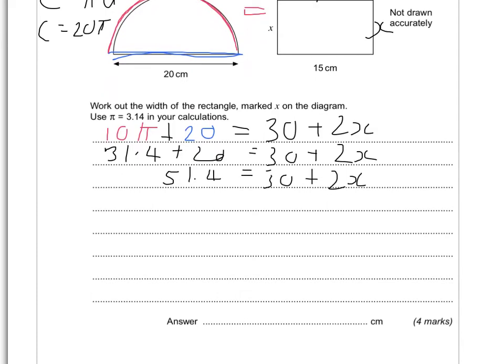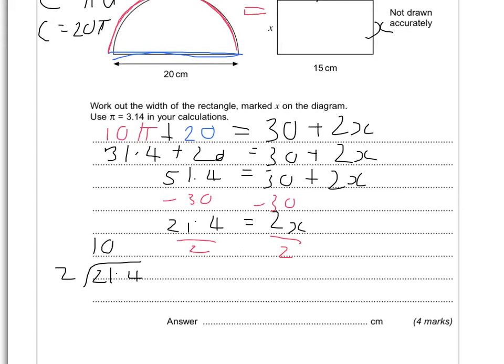Now we've got to solve an equation. Take away 30 from both sides, and that gives us 21.4 equals 2x, and we have to divide 21.4 by 2, so divide both sides by 2. If you're not sure what that is, just do the sum. 21.4 divided by 2: 2 into 2 goes once, remainder none, 2 into 1 doesn't go, carry the 1, 2 into 14 goes 7 times. So if you're not sure, take your time and work it out.